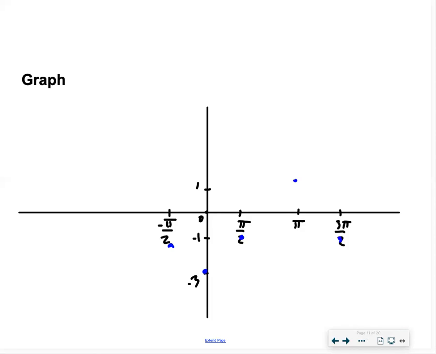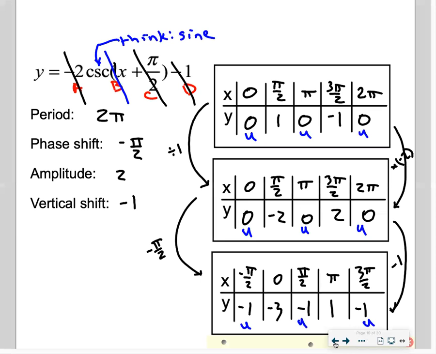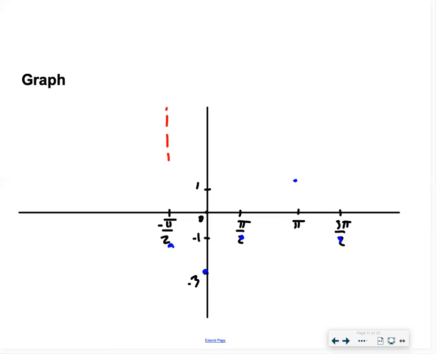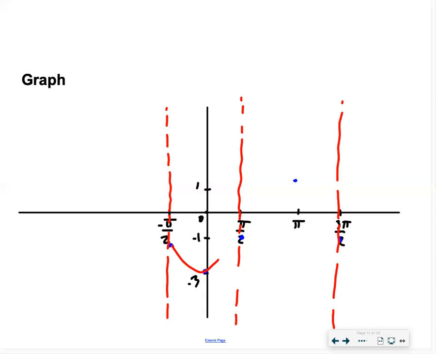All right. Vertical asymptotes are the first, the middle, and the last. So it would be right here, right here, right here. Then you connect your dots, like lightly sketching your sine graph. Same color. Lightly sketching your sine graph.